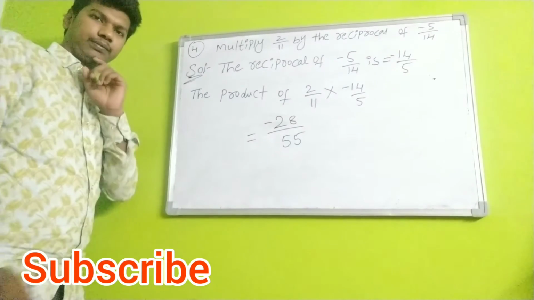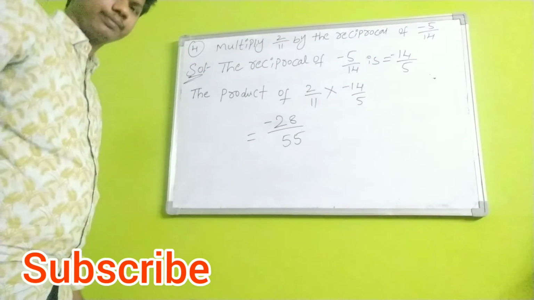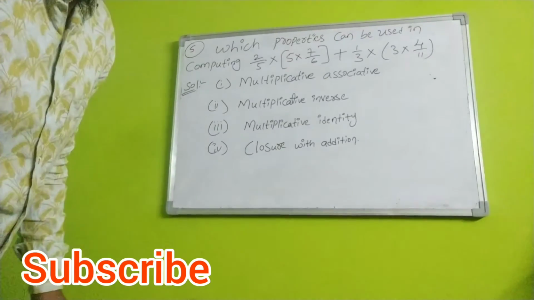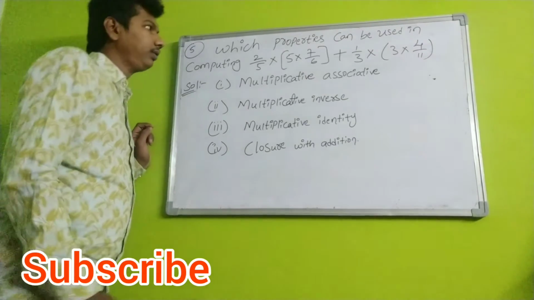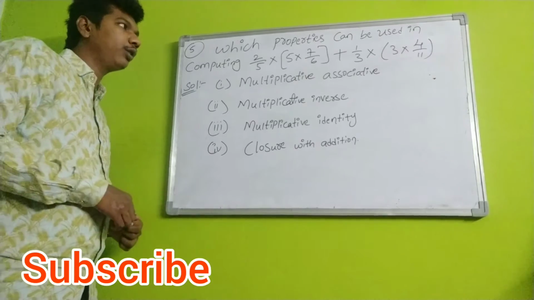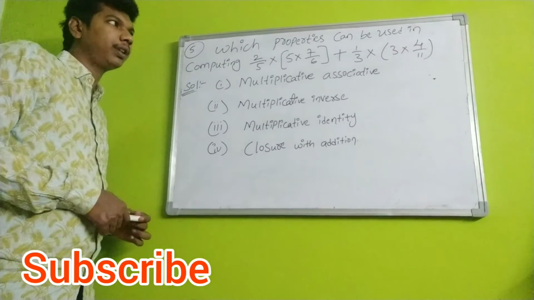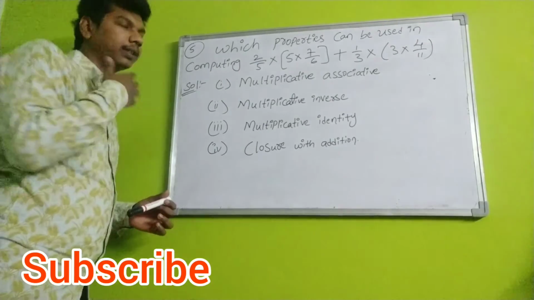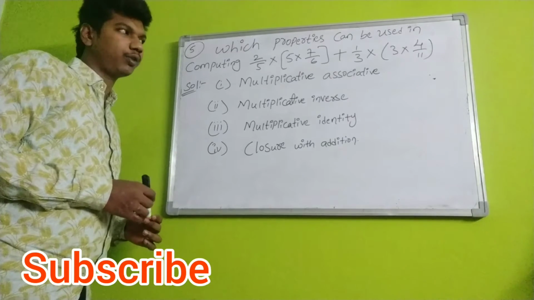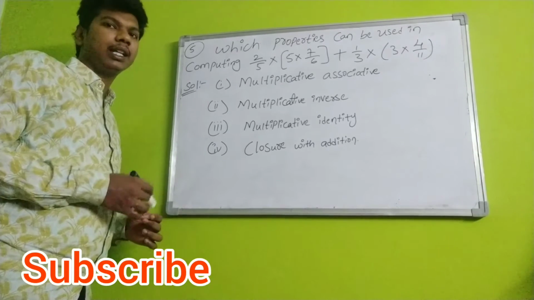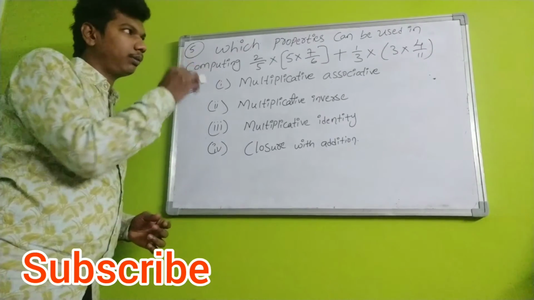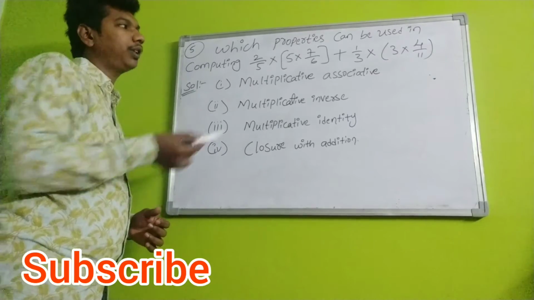Okay. Next, question number 5. Right. Question number 5, students: which properties can be used in computing 2 by 5 into 5 into 7 by 6 plus 1 by 3 into 3 into 4 by 11? Okay. This question also depends on properties, students. Just watch the first video, introduction of rational numbers first. You will understand the properties of this question clearly. This question satisfies these properties.